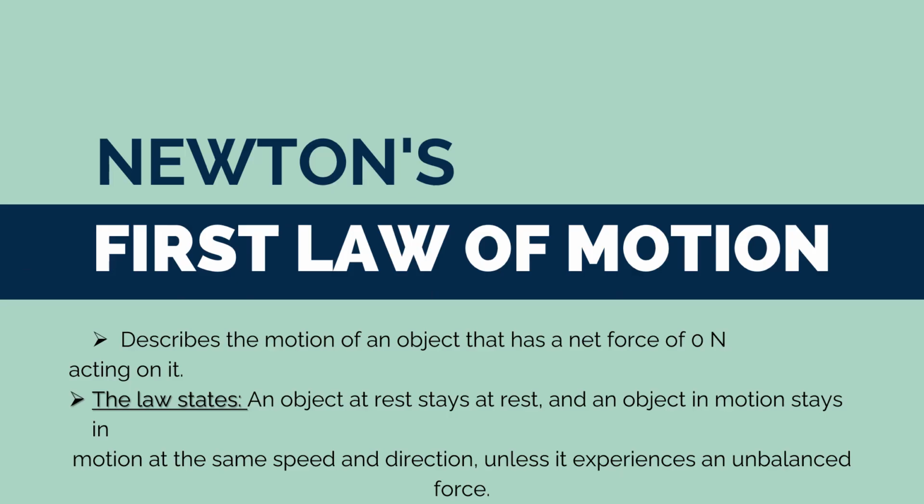Let's start with Newton's first law of motion. It describes the motion when the net force is zero. So what does zero Newton mean? Balanced force. This law talks about how a body at rest stays at rest, and a body in motion stays in motion at the same speed and direction.